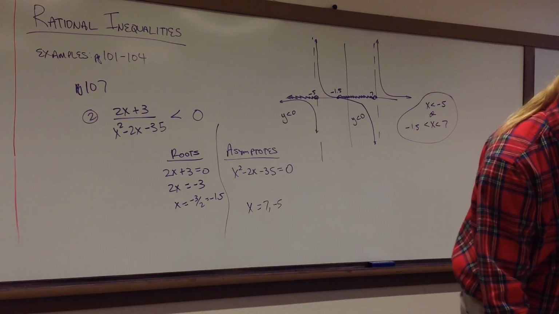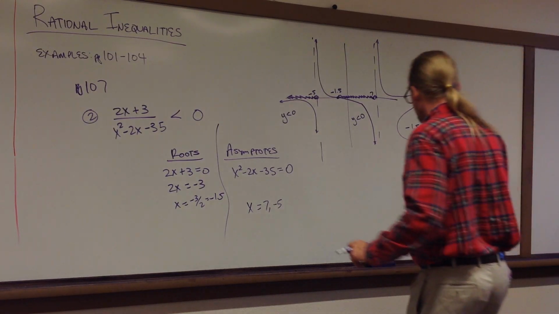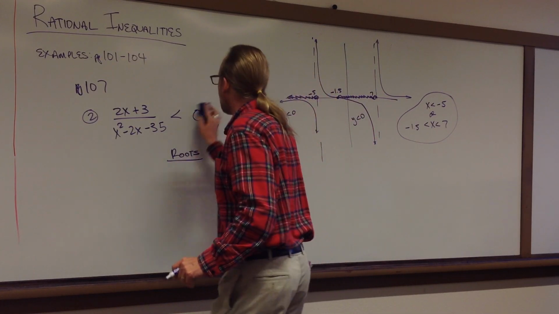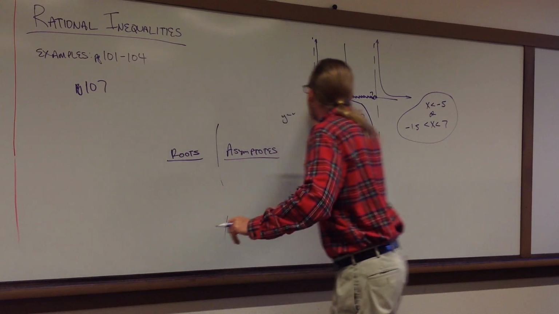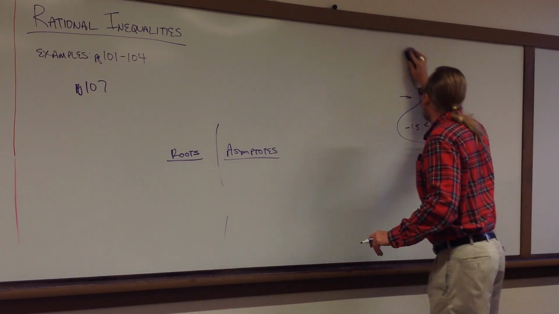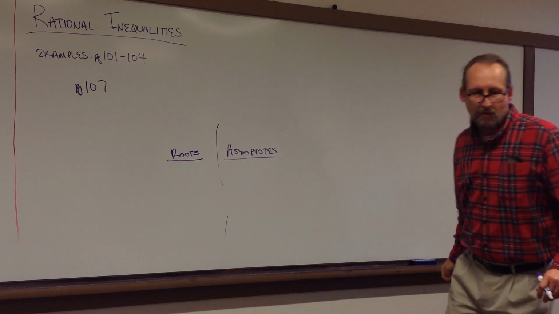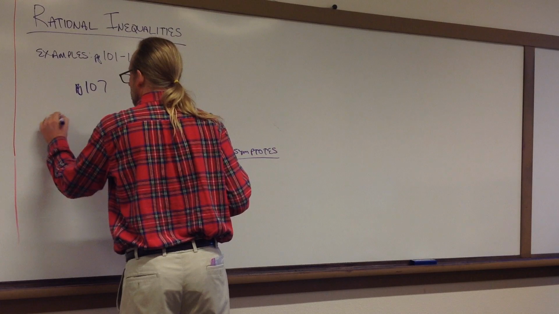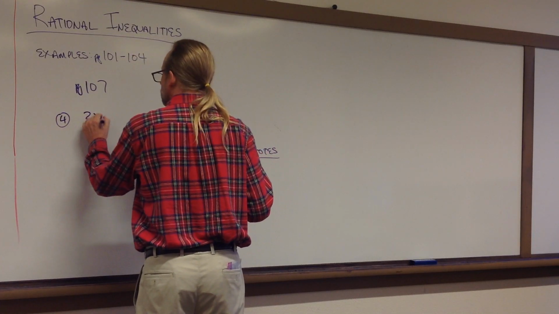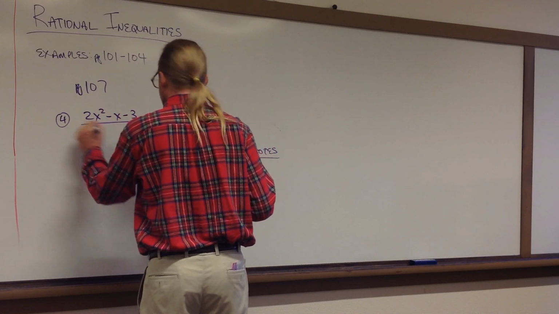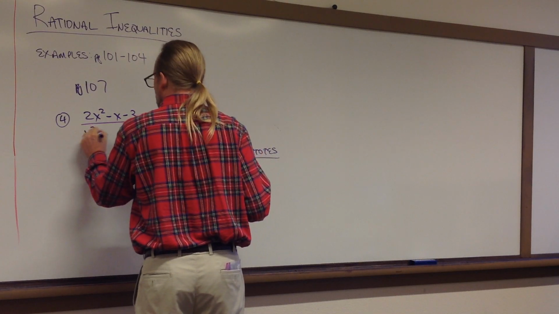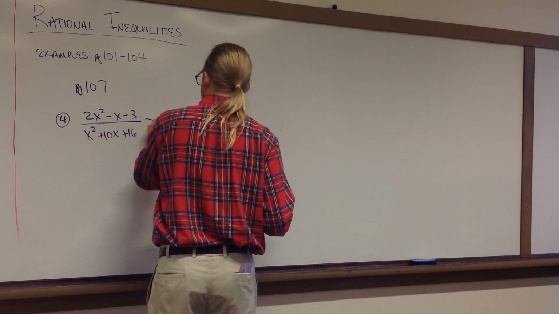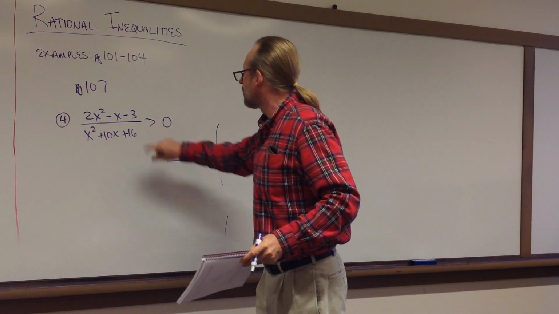Let's see here. Let's look at number 4. So number 4, we start out with 2x squared minus x minus 3 on top, and x squared plus 10x plus 16 on the bottom. And this one is asking, where is y greater than 0?